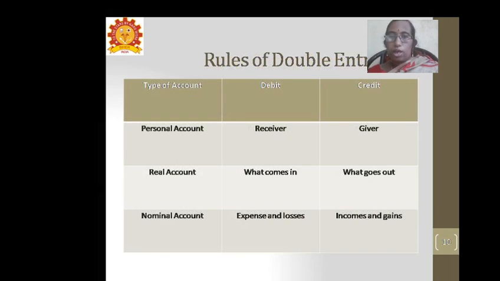What are the rules? As stated already, we have these rules of accounting. For the personal account, we debit the receiver and credit the giver. For the real account, debit what comes in and credit what goes out. In the nominal account, we debit all expenses and losses and credit all incomes and gains.